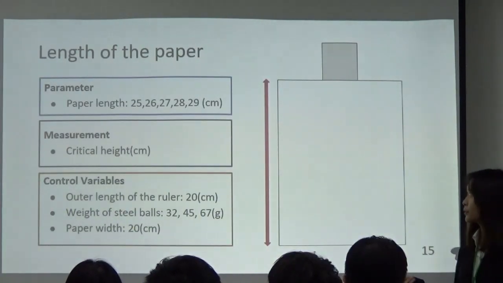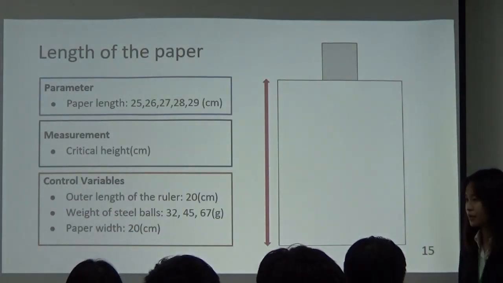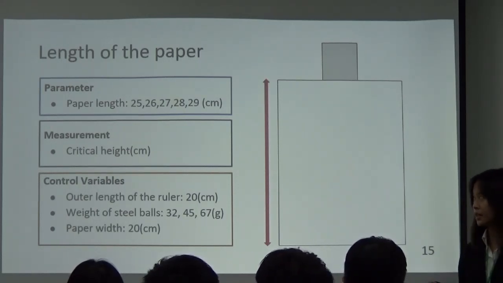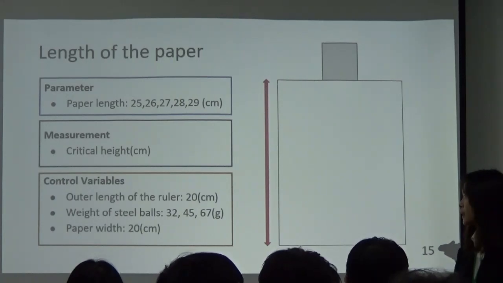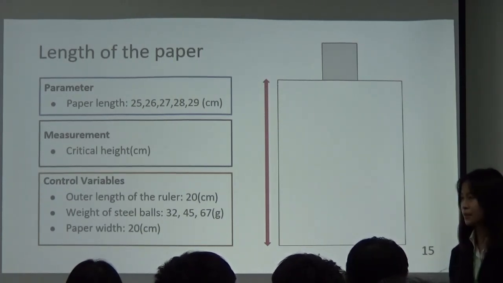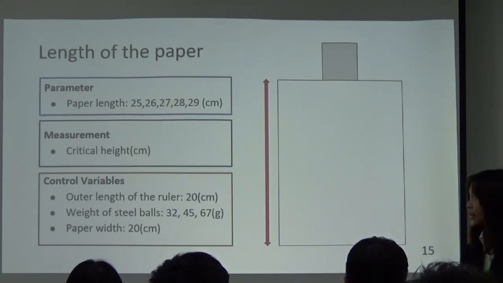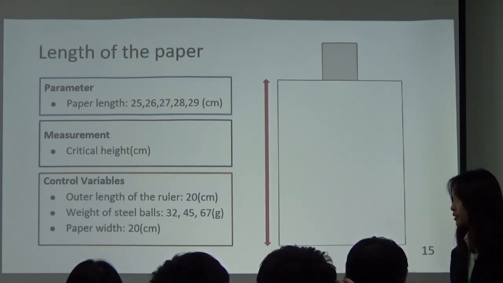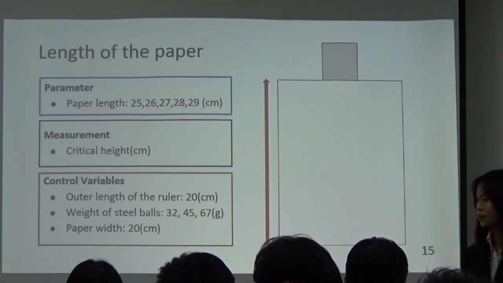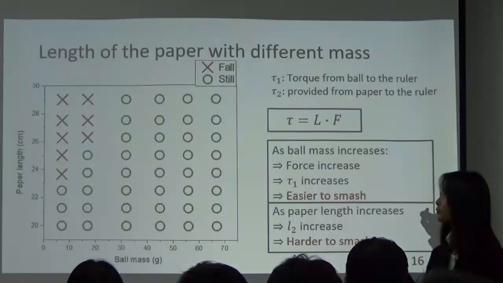And our first parameter is the length of the paper. We define the length of the paper in five sizes from 25 to 29 centimeters, and we measure the critical height under these circumstances. And we control the outer length of the ruler and the width of the steel balls and paper.